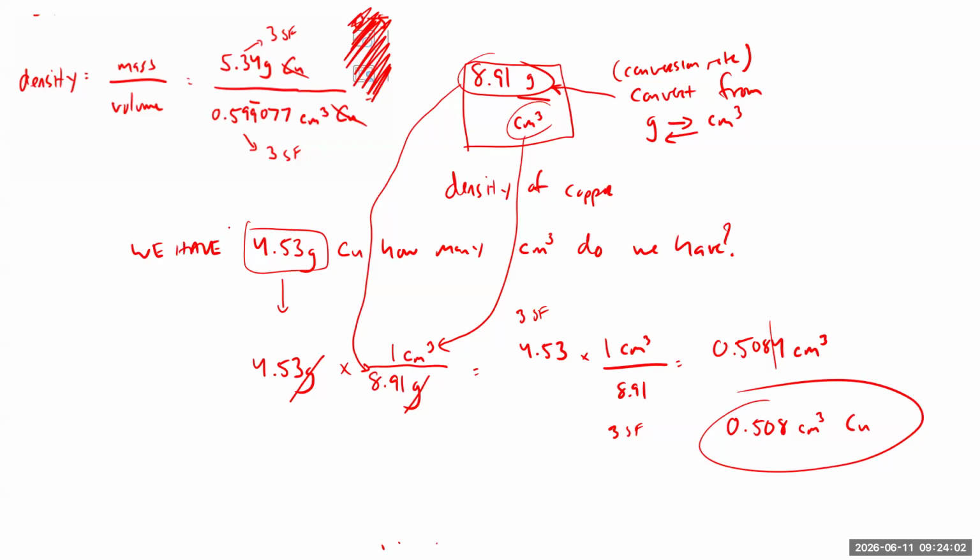So we had 4.53 cubic centimeters. Sorry, 4.53 grams of copper. We're going to figure out how many cubic centimeters of copper we have. We're going to use that density as a conversion rate, right? We're going to use that density of copper to calculate the cubic centimeters of copper. You can do the same thing if we have cubic centimeters, you can calculate the grams, right? So we can go back and forth because that is a conversion rate.